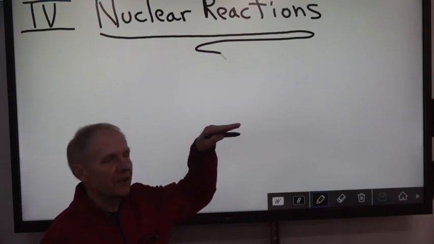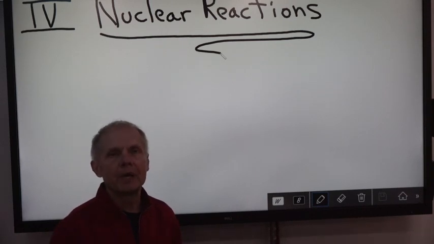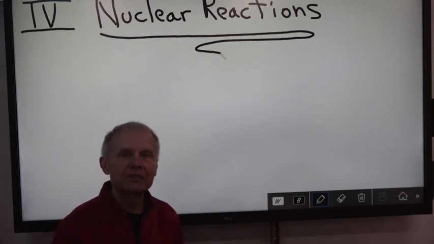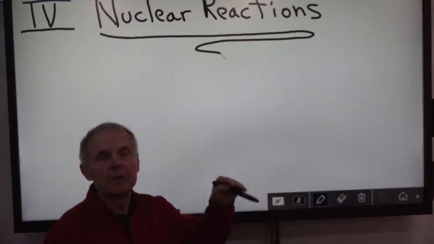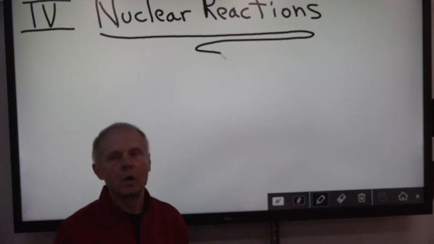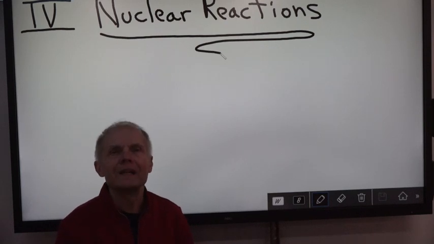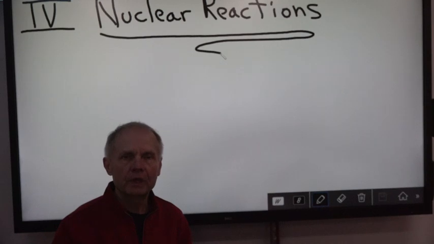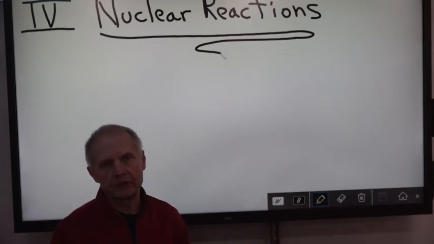That means the mass stays the same, but the number goes up by 1. Or it spits out a positron, which means the mass stays the same and the atomic number goes down 1. Those 3 are called natural transmutation. You don't need anything to make them do it. They do it spontaneously. But the ones we're concerned with today, it's called artificial transmutation.